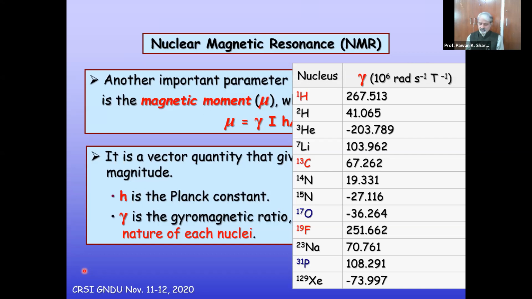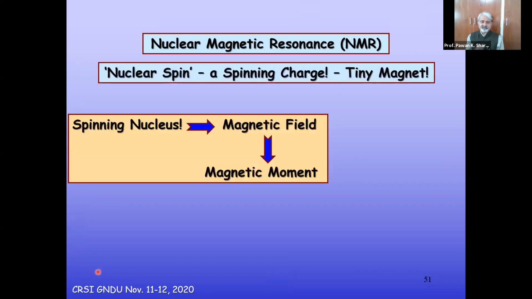So now we know that the principle of NMR is nuclear spin, right? And we know that the nucleus has charge. So we can say a spinning nucleus is behaving like a spinning charge. We have a nucleus that is spinning, and the nucleus also has charge. And all spinning charges produce a magnetic field. So we can safely say that a spinning nucleus behaves like a tiny magnet.